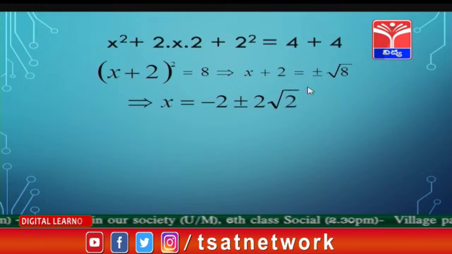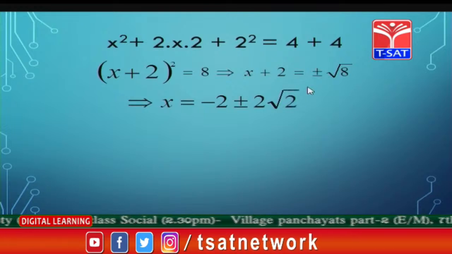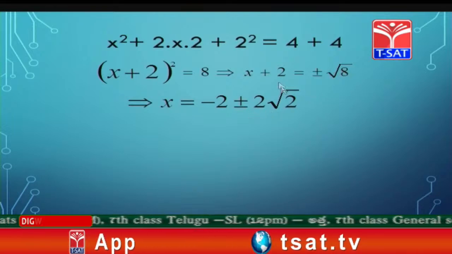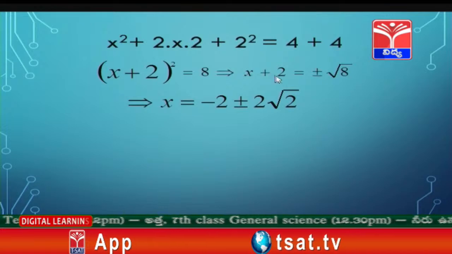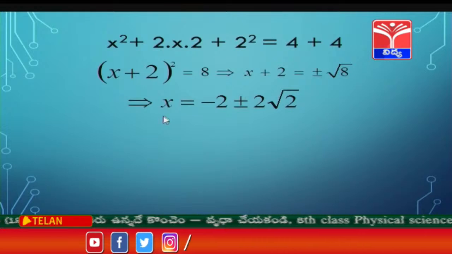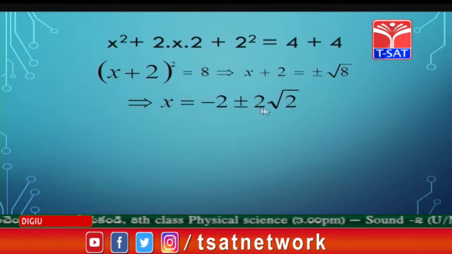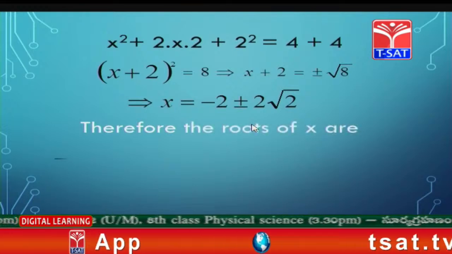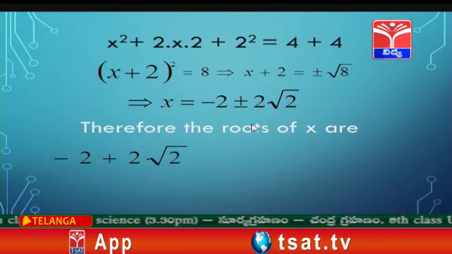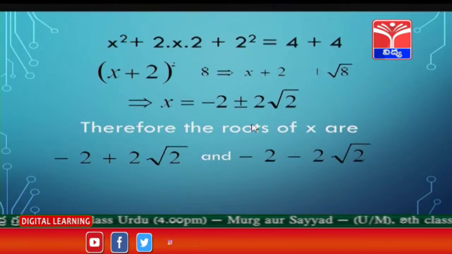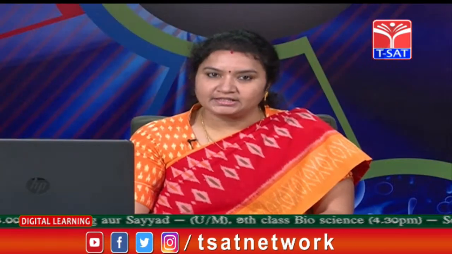So, this implies x can be equal to minus 2 plus or minus 2 root 2. We know under root 8 is equal to 2 root 2, and after transposing plus 2 to the RHS, I get minus 2. So, I get the x value as minus 2 plus or minus 2 root 2. Therefore, we can say that the roots of x are minus 2 plus 2 root 2 and minus 2 minus 2 root 2.